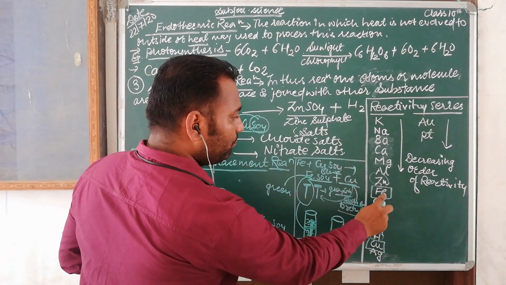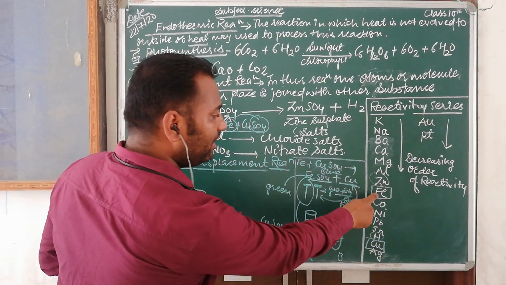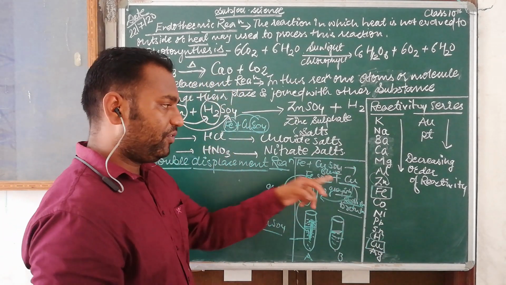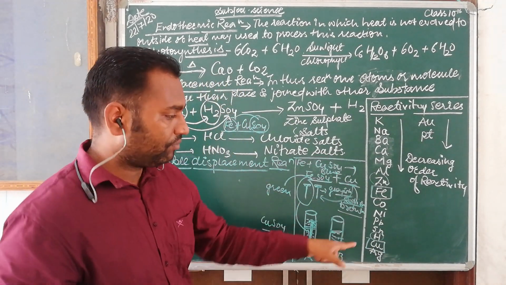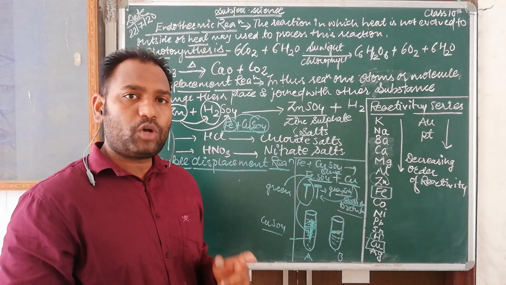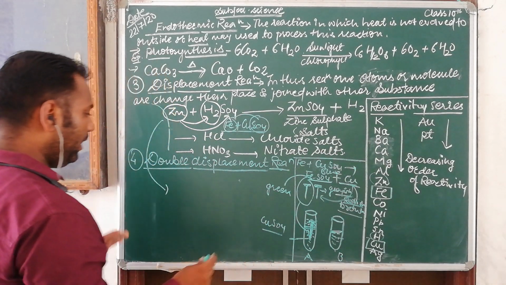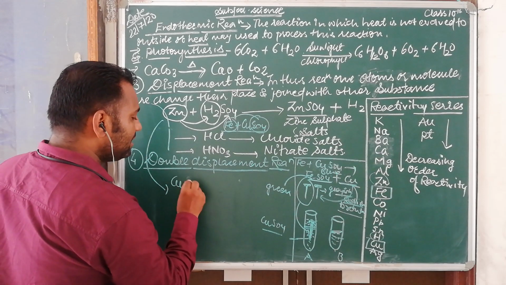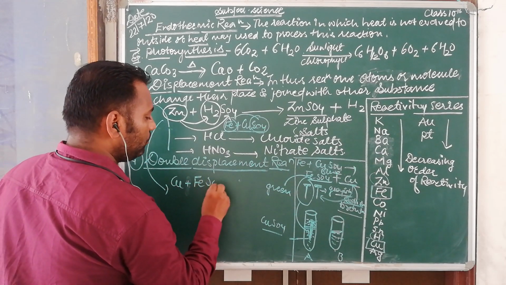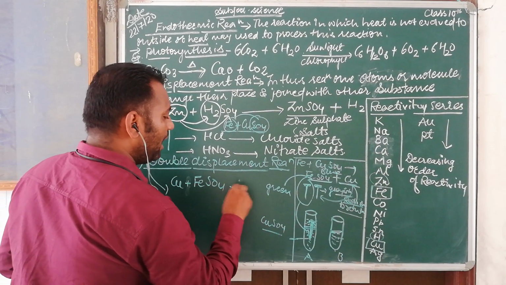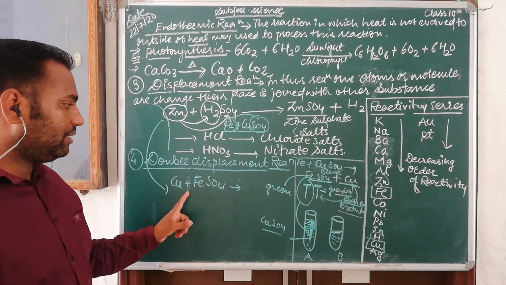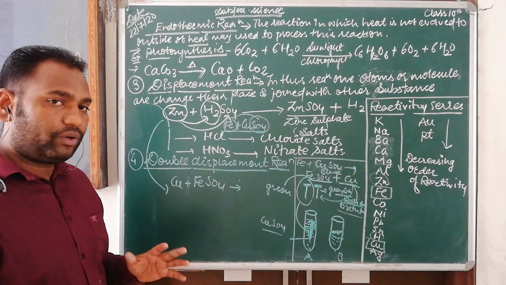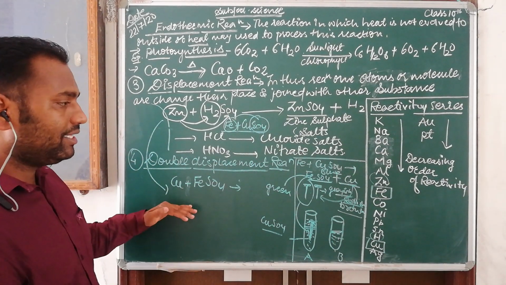Here also, look, Fe is higher in the series and Cu, copper, is lower. So Fe can displace copper from copper sulfate. And if we think about Cu plus FeSO4, what will happen? This is one more example for you. Whether the reaction happens or not is a different thing.